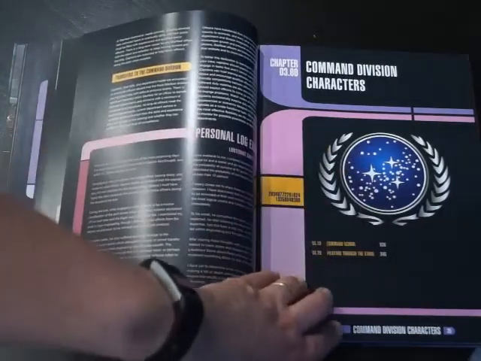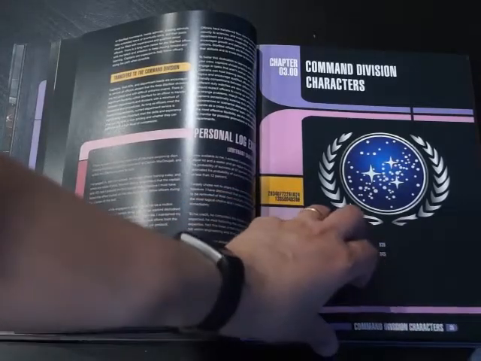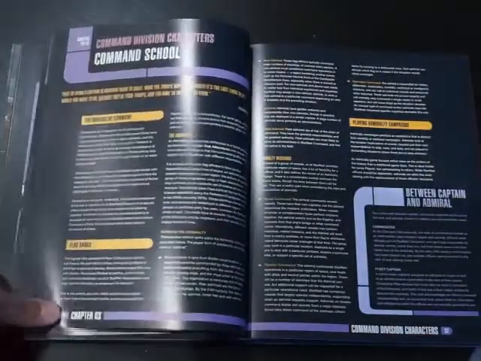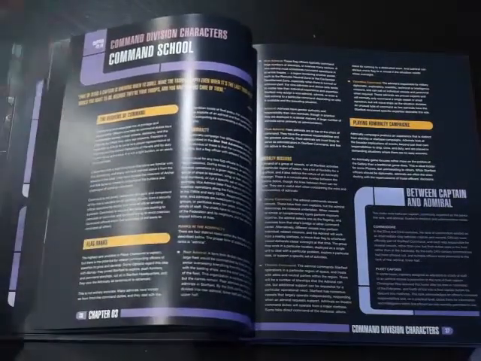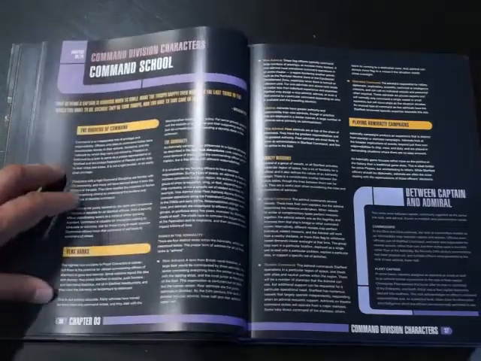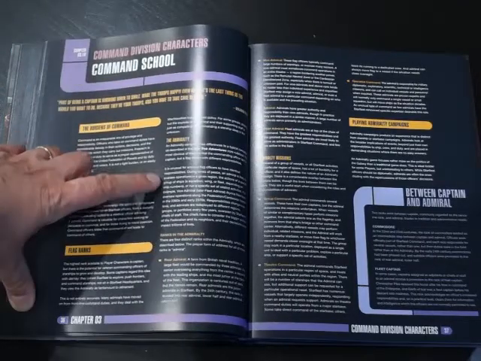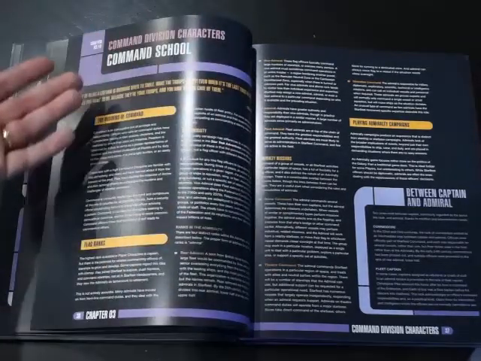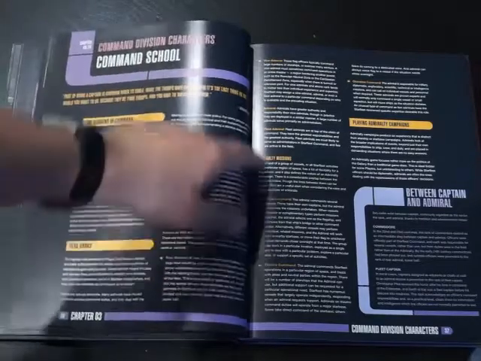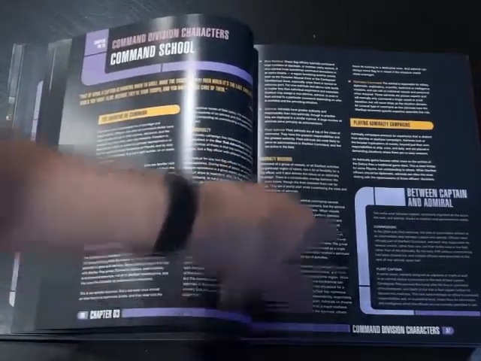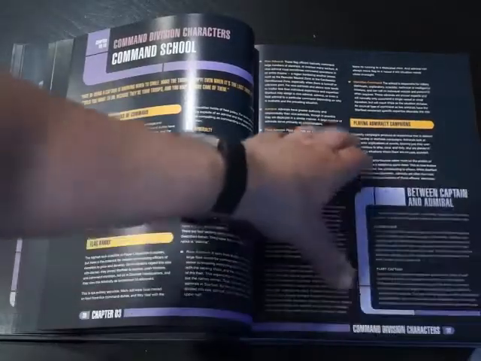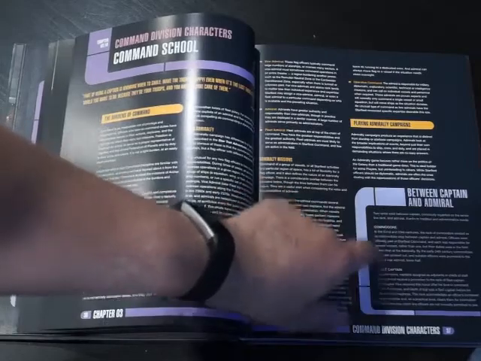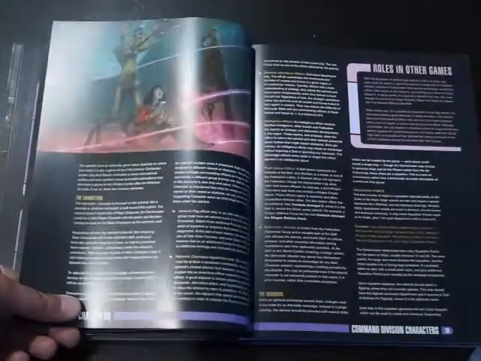The bit then that I find useful, and adds some options, is the command division characters. So there's a bit about what is going on. You've got a bit about things like flag ranks and how they work, and what they do. What's the difference between a rear admiral and a vice admiral? I didn't know. And then you've got things like missions that they could go on, which is quite nice, and how to play an admiralty campaign. Then we've got this kind of thing about two ranks between, and a bit about those ranks, which is nice.